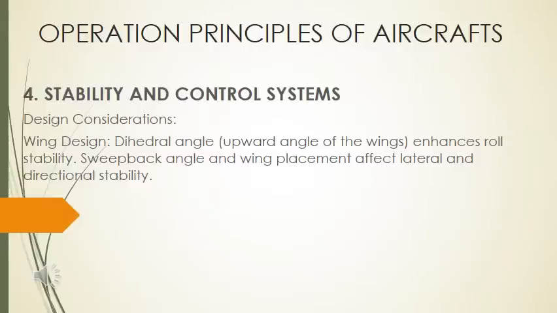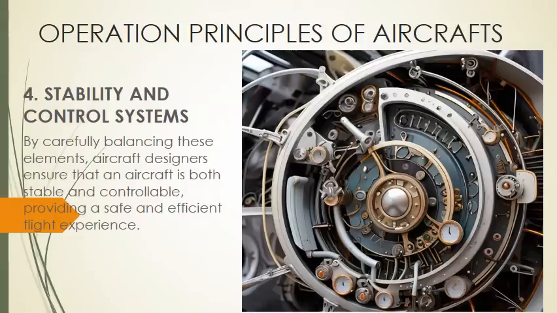Dihedral angle enhances roll stability. Sweep-back angle and wing placement affect lateral and directional stability. By carefully balancing all these elements that I've mentioned, designers can ensure that an aircraft is both stable and controllable, providing a safe and efficient flight experience. So that will be all that I'll talk about under stability and control systems of an aircraft.